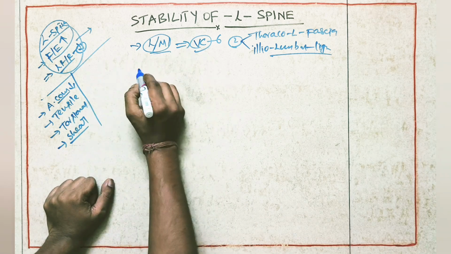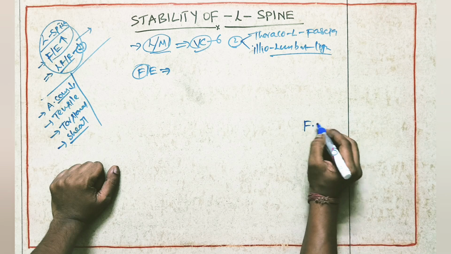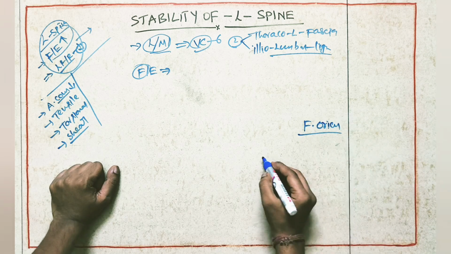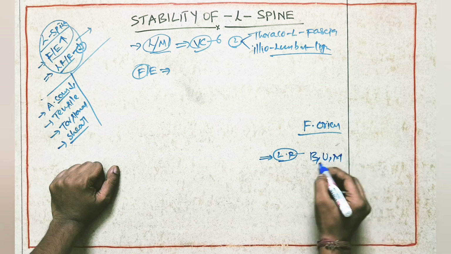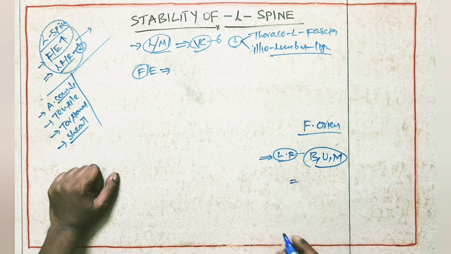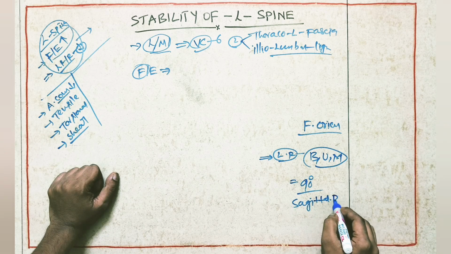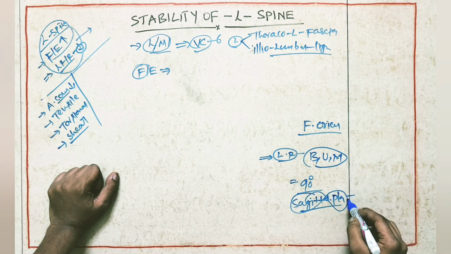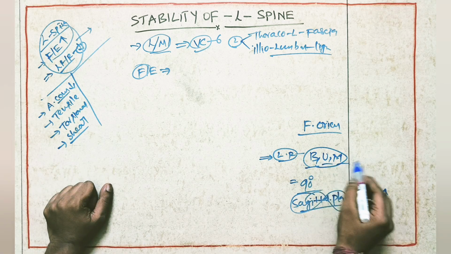Suppose you see the movements, flexion and extension, how will these movements happen? Here we should see the facet orientation in the lumbar region. Facet orientation: how will it be? Backward, upward, and medially. And it makes a 90-degree angle with the sagittal plane. So because of the sagittal plane, the possible movements here are mostly flexion and extension. Okay, these are the movements. So here you see backward, upward, and medial.